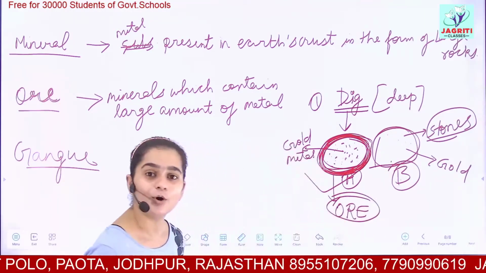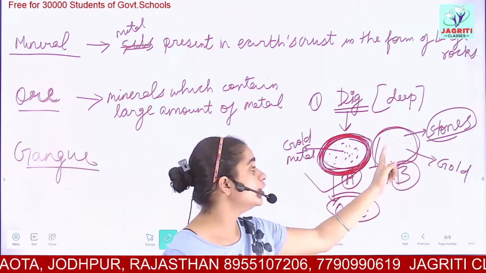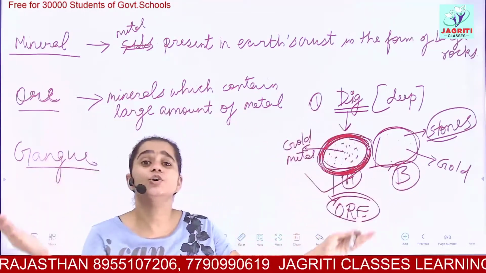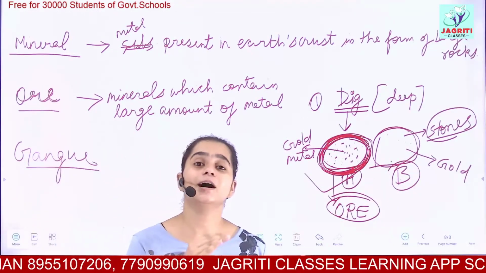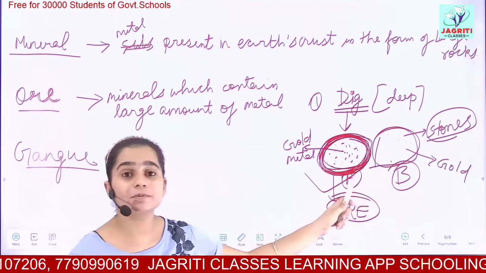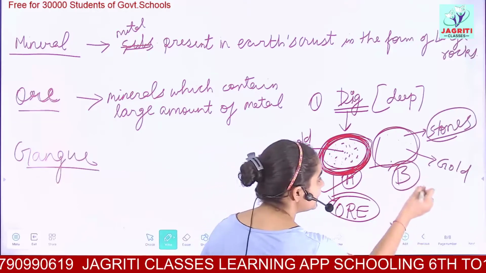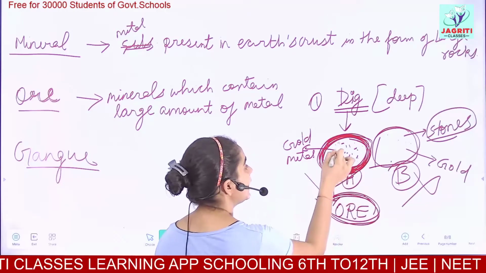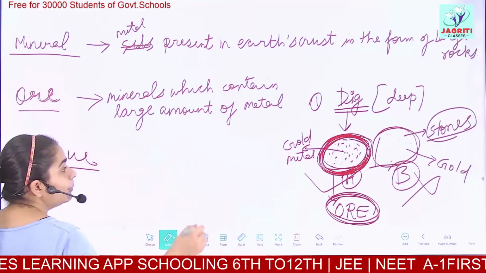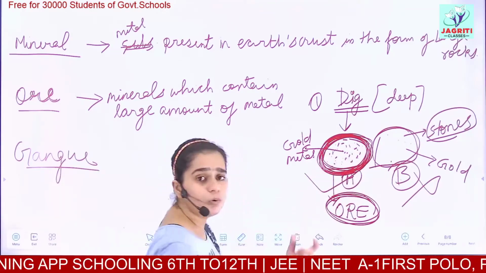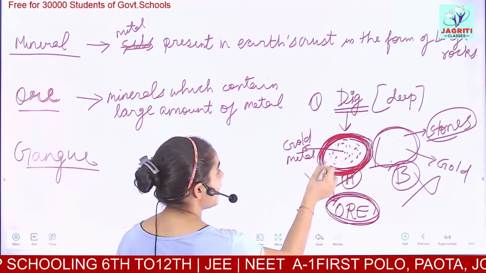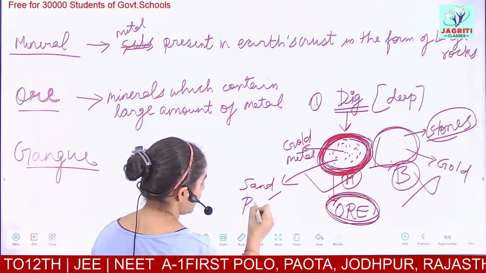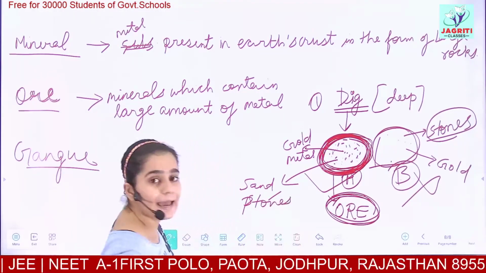This is our ore. This would not be selected because on industrial scale, if I try to extract so little amount of gold from such a huge mineral, then the process becomes much more expensive. So we do not select this mineral B. We select our mineral A, which is called ore because it has a large amount of metal. But you want only the gold. With this gold, you have many more other things. You have your sand, small stone particles, and many more impurities.